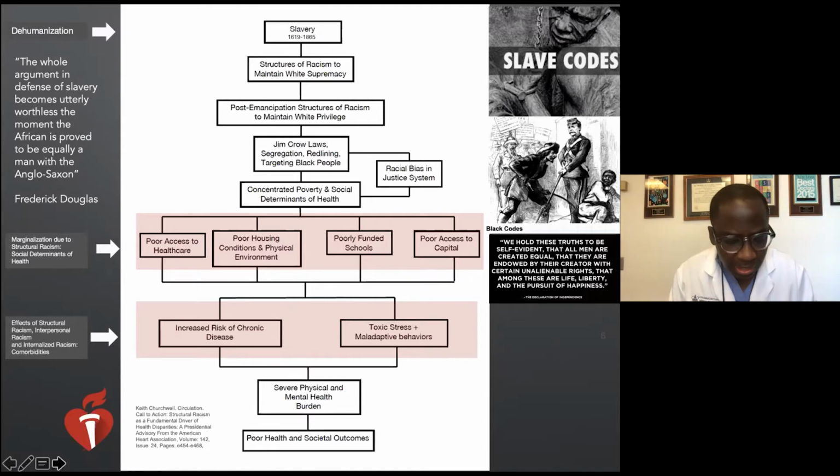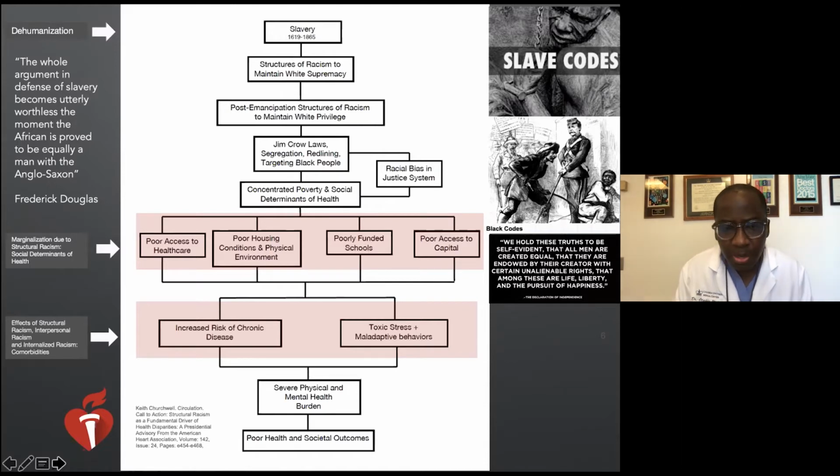And so white privilege was maintained through these Black codes that really served to continue to marginalize the Black population. And a great example of these Black codes are the Jim Crow laws, which legalized segregation, was responsible for the redlining that stripped wealth from Black communities, responsible for maintaining the saturation of racial bias within the justice system, all of which served to concentrate poverty and concentrate social determinants of health.